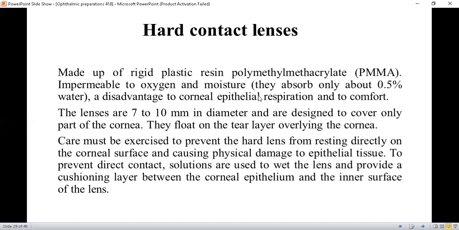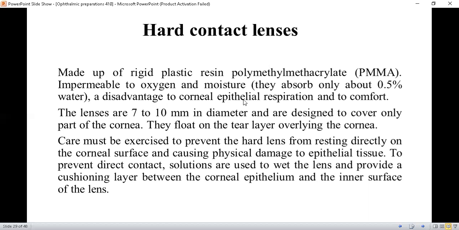So students, to summarize, hard contact lenses are made up of PMMA, polymethyl methacrylate, and they are permeable to only 0.5% of water. We can say they are impermeable to oxygen and moisture, and therefore they can create a problem in the respiration of the epithelial cells of the cornea. As far as their dimensions are concerned, they are about 7 to 10 millimeter in diameter and are designed to cover a specific area of the cornea, and they float on the tear layer overlying the cornea. So this was all about the hard contact lenses.